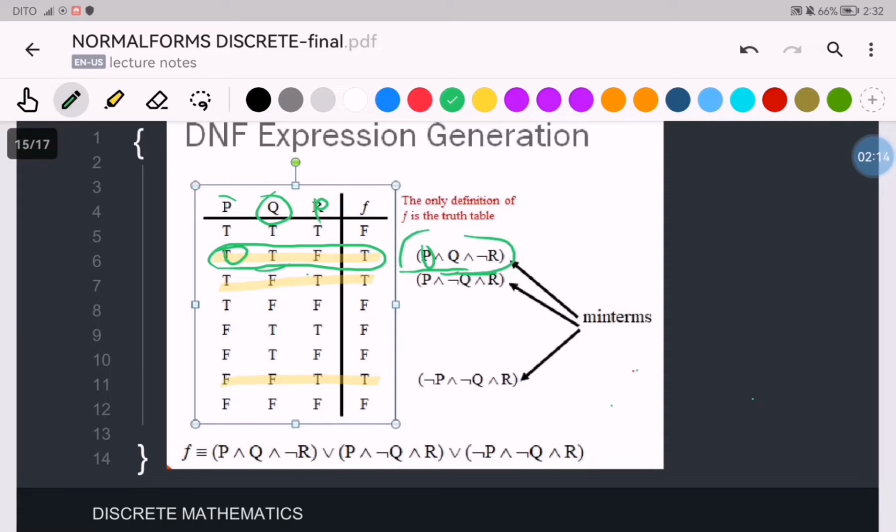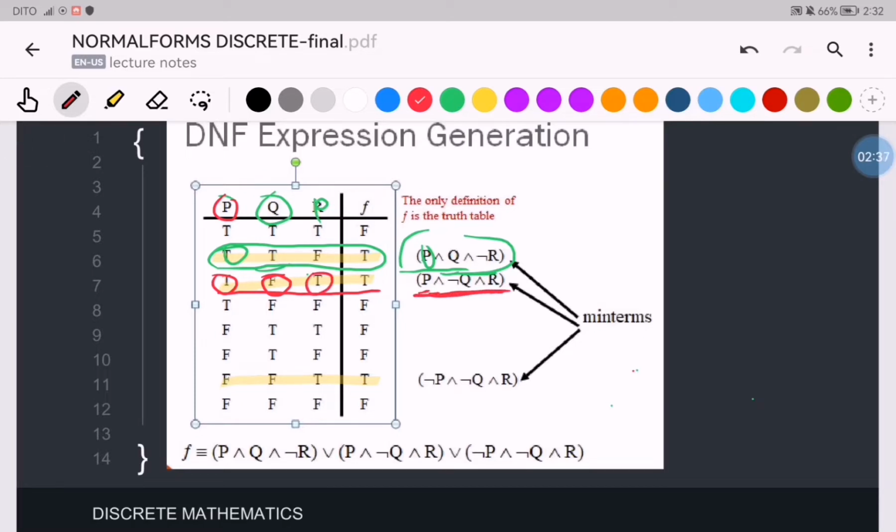Then the second pattern, the second true value. Given P, which is true, that is P, conjunction. But given Q, which is false, automatically that is negation of Q. Then R is true. So, this is the second pattern.